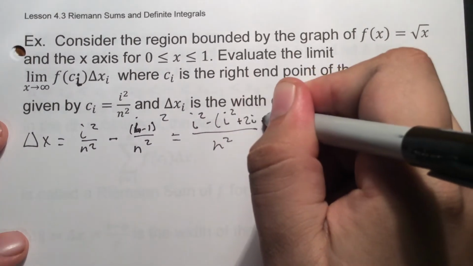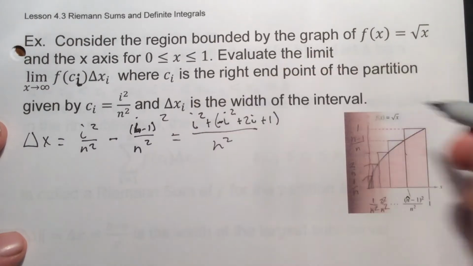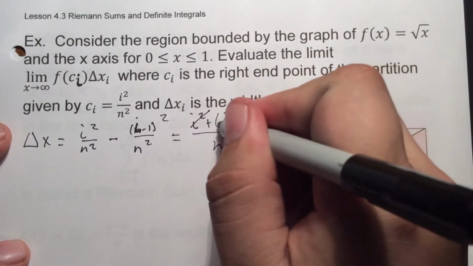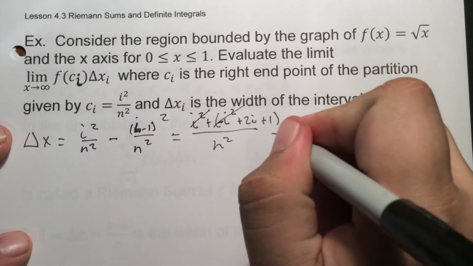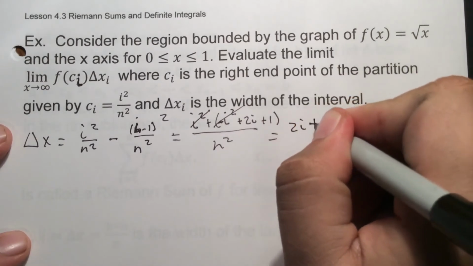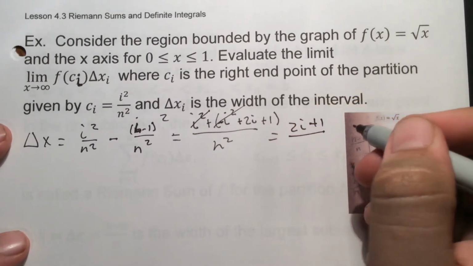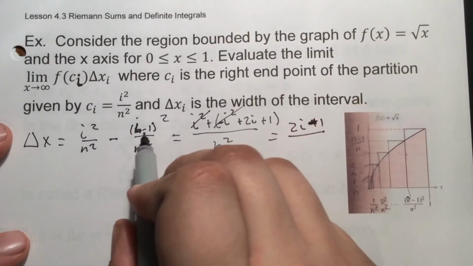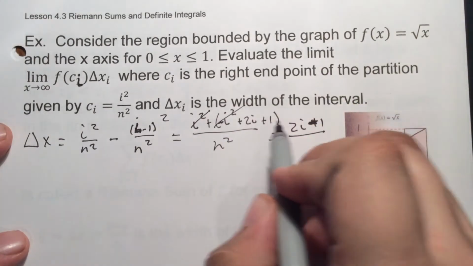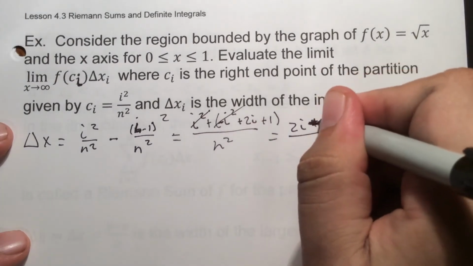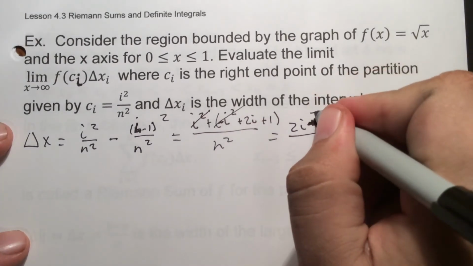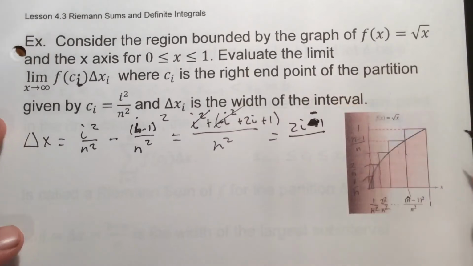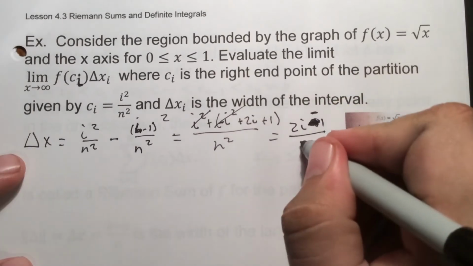So that would become a plus, this is a plus, this would be a minus if we get rid of that one out here. These i squareds cancel. So what this is going to go to is 2i, and actually that should be a minus 1, because the negative 1 would be a plus, and when we subtract it, switch back to negative. Sorry. So it's 2i minus 1 over n squared.